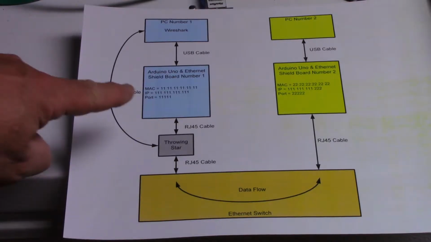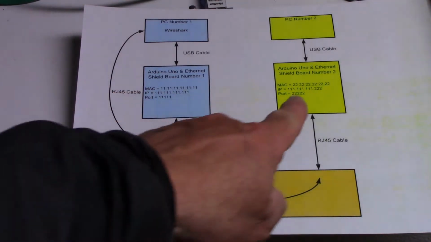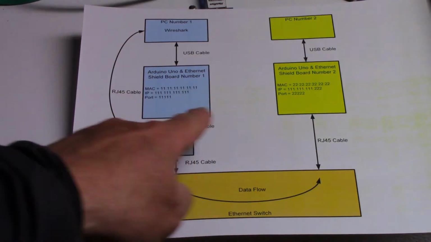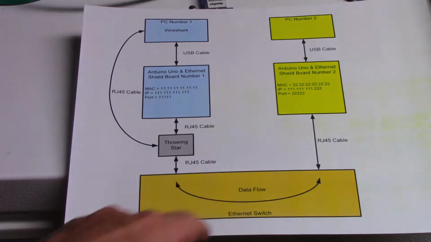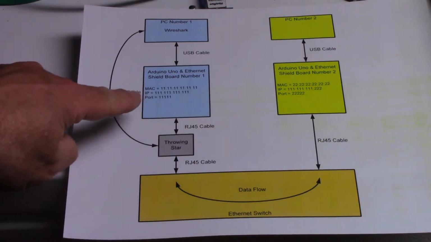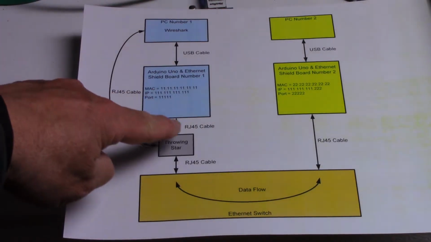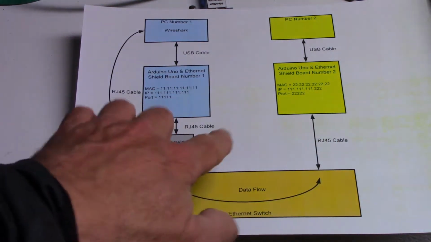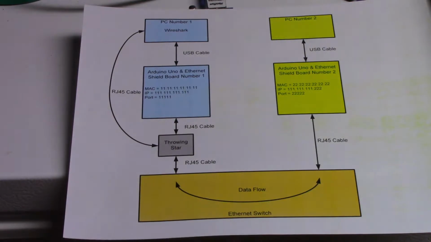So I have what's called board number 1 and then board number 2 over here. So this is Arduino Uno board 1 and Arduino Uno board number 2. And I have an Ethernet switch over here. So I'm going to have communications. I'm going to write data through the switch to the other board and vice versa. So they're going to be sending data back and forth to each other.